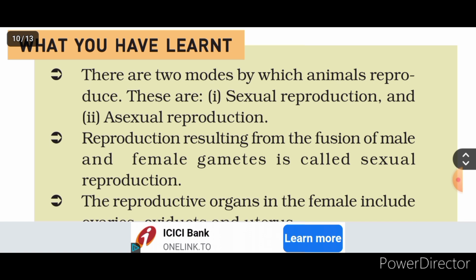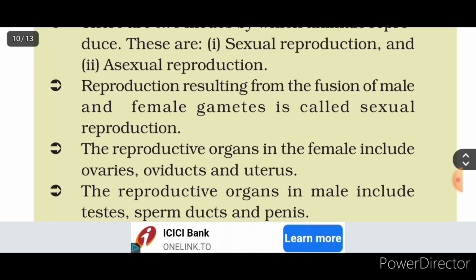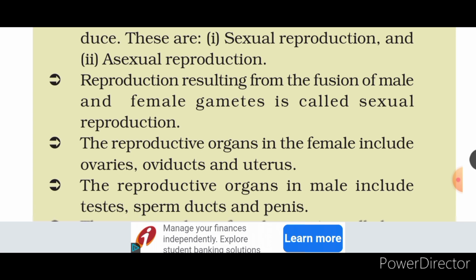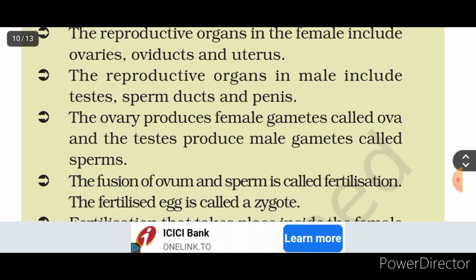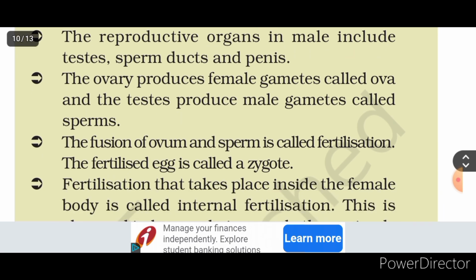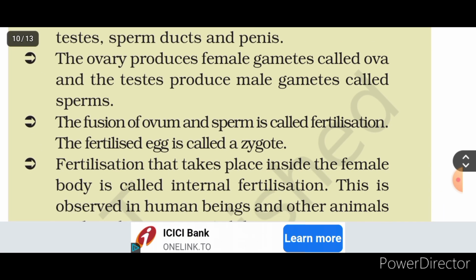There are two modes by which animals reproduce. These are sexual reproduction and asexual reproduction. Reproduction resulting from the fusion of male and female gametes is called sexual reproduction. The reproductive organs in the female include ovaries, oviducts, and uterus. The reproductive organs in male include testes, sperm ducts, and penis. The ovary produces female gametes called ova, and the testes produce male gametes called sperms.